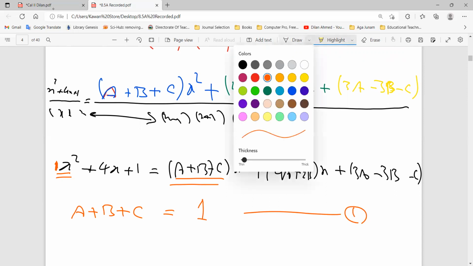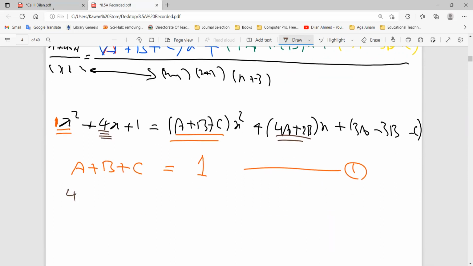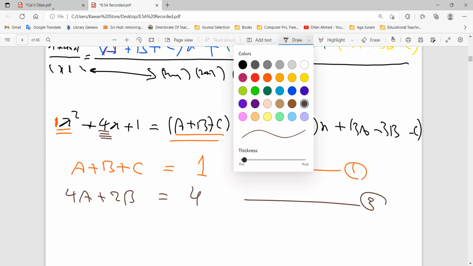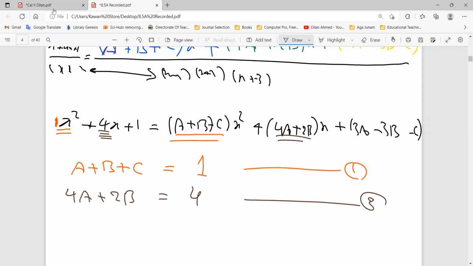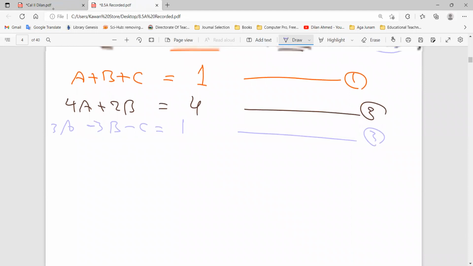Again, now with x, so 4A plus 2B equals 4. The third equation, I have the one with nothing: 3A minus 3B minus C equals 1. That will be the third equation. So my duty changed to find the solution of these three together.